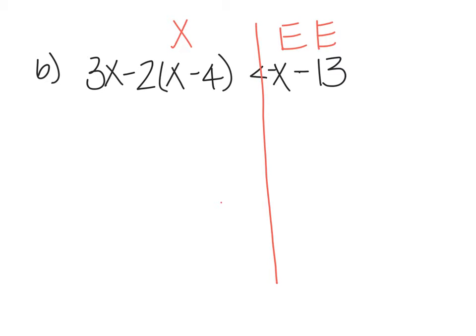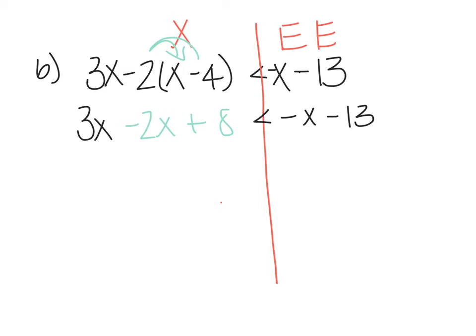Looking at the left side, I have parentheses, and we've talked about this over and over again. We don't want parentheses. We need to distribute what is right in front of the parentheses. So negative 2 times x would be negative 2x. And negative 2 times a negative 4 would be a positive 8, because a negative times a negative is a positive. And I'm going to bring down that 3x. On the right side, I don't have any parentheses, so I'm just going to rewrite negative x minus 13.